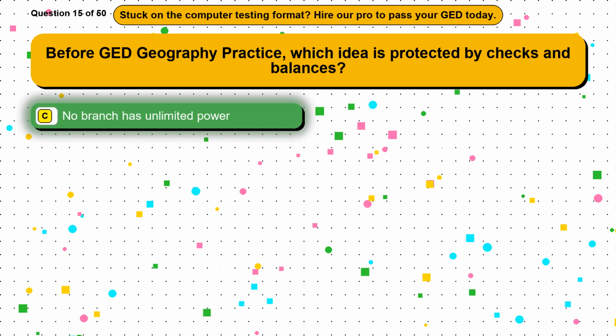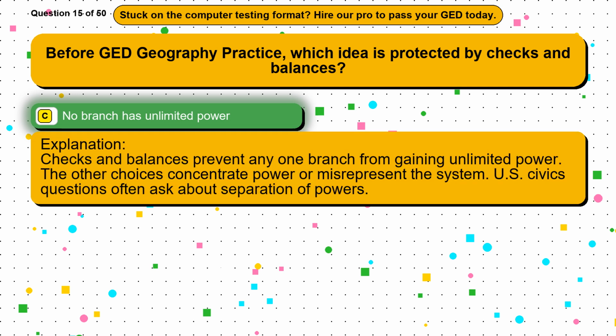The correct answer is option C. No branch has unlimited power. Checks and balances prevent any one branch from gaining unlimited power. The other choices concentrate power or misrepresent the system. U.S. civics questions often ask about separation of powers.